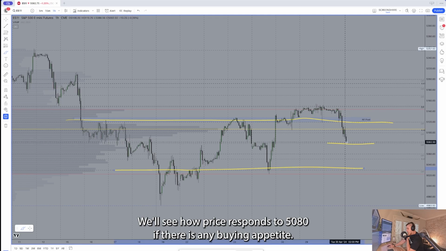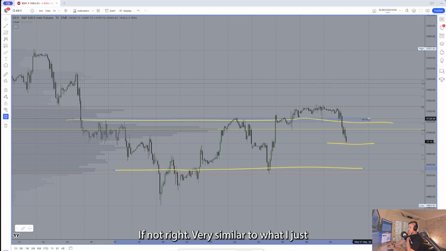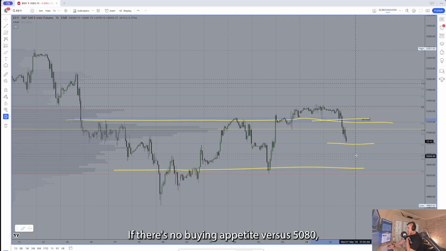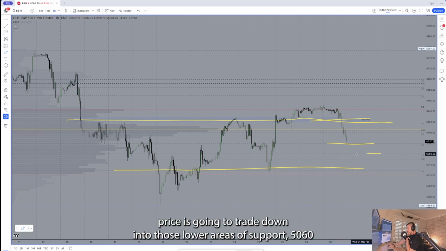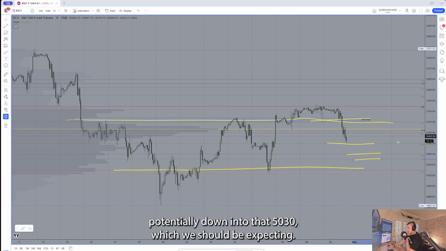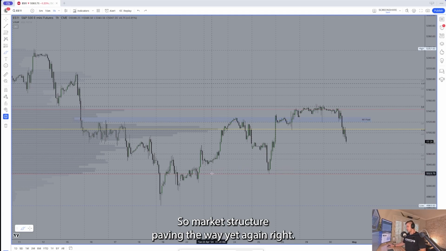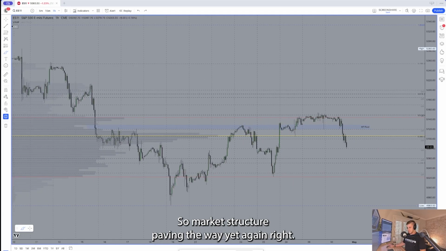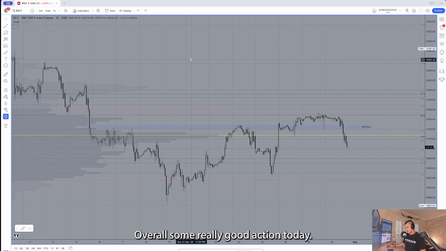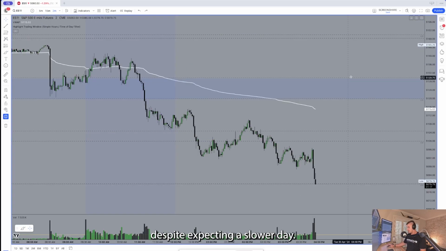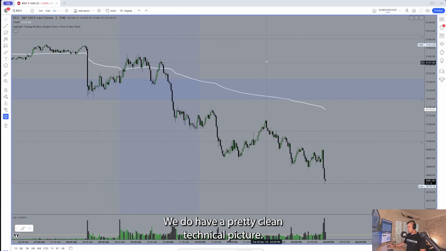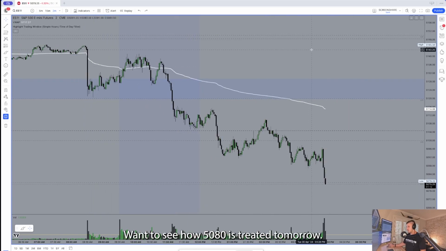Price is not yet into a big area of support, which is down here. We'll see how price responds to 50.80 if there is any buying appetite. If not, very similar to what I just talked about with this daily breakdown, price is going to trade down into those lower areas of support, 50.60, potentially down into that 50.30, where we should be expecting some buyers. So market structure paving the way yet again, right? Overall, some really good action today. Despite expecting a slower day, we do have a pretty clean technical picture. Looking really good. Want to see how 50.80 is treated tomorrow.